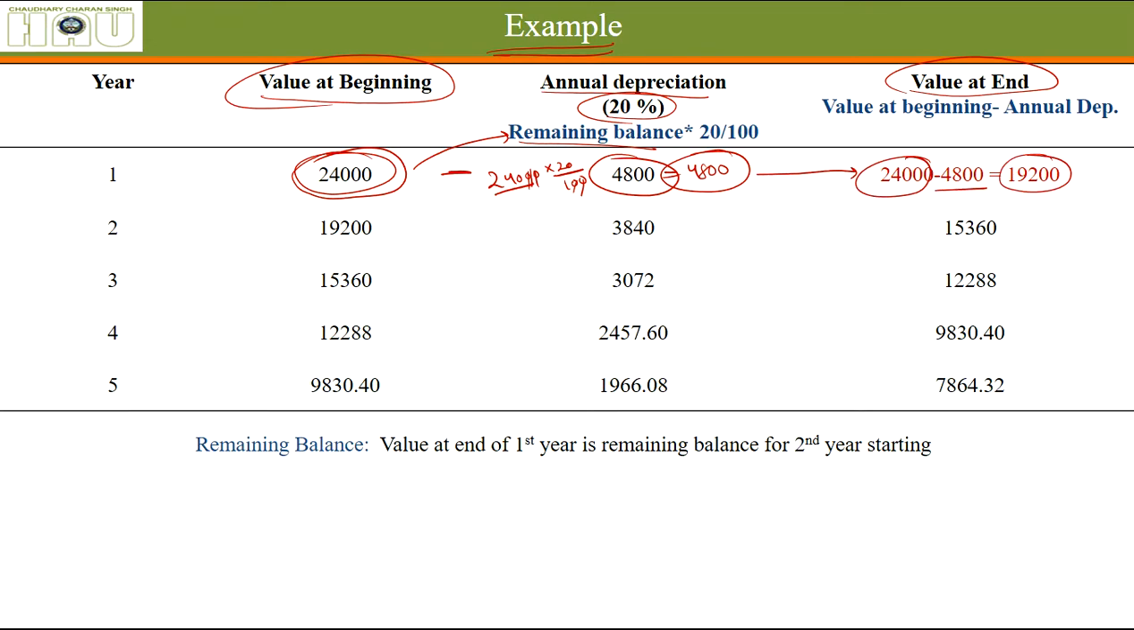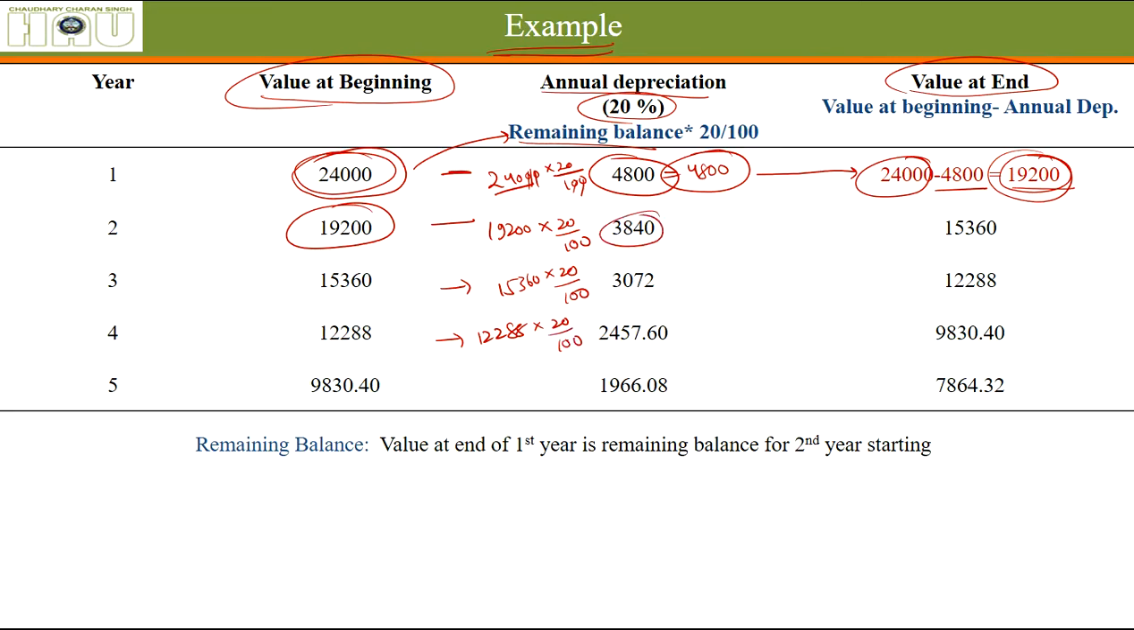This is 19,200. So value at the end of first year will be equal to the value of asset at the beginning of the second year. Same thing, it's just a 1 day gap. Okay, in the second year depreciation is 19,200 into 20 by 100. Next year depreciation will be 15,360 into 20 by 100. Next year it will be 12,288 into 20 by 100.